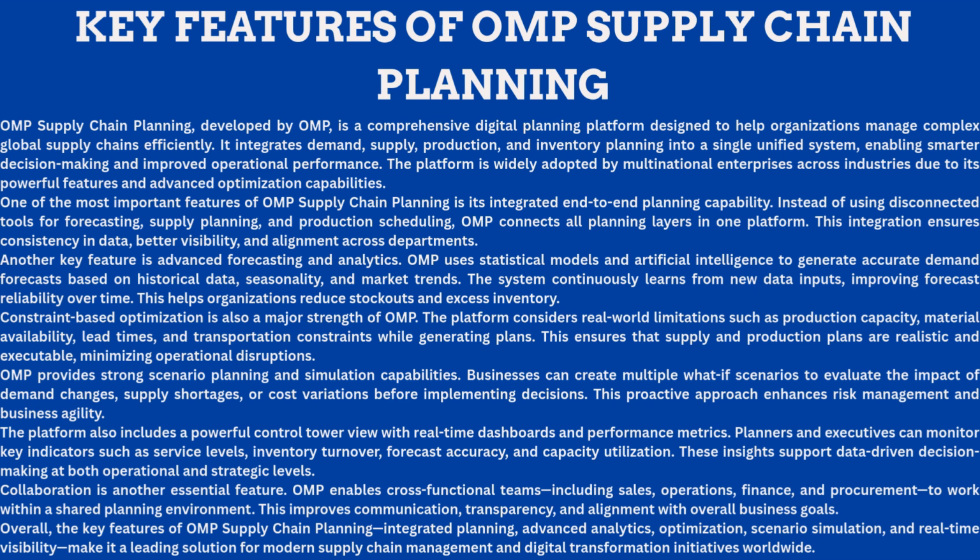Constraint-based optimization is also a major strength of OMP. The platform considers real-world limitations such as production capacity, material availability, lead times, and transportation constraints while generating plans. This ensures that supply and production plans are realistic and executable, minimizing operational disruptions.